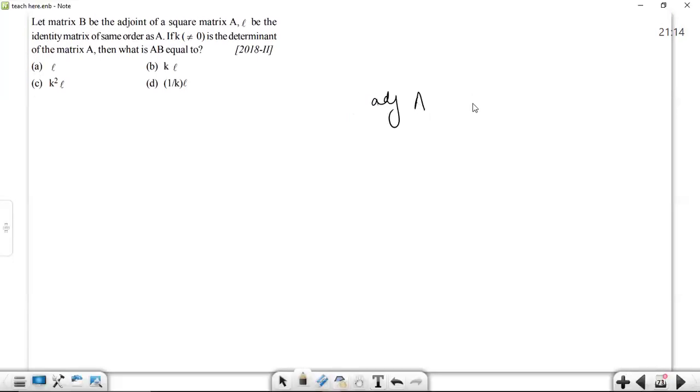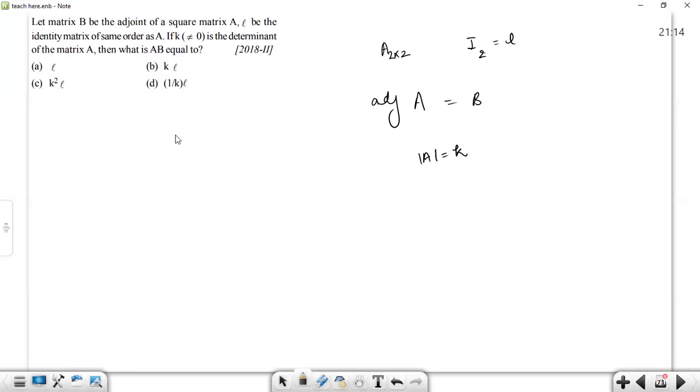The adjoint of A matrix is B. Let L be the identity matrix of the same order as of A. So let's consider that A matrix is of 2 by 2 order. So there's an identity matrix L of 2 order. Okay. And if K is the determinant of matrix A, okay, K is the determinant of matrix A.